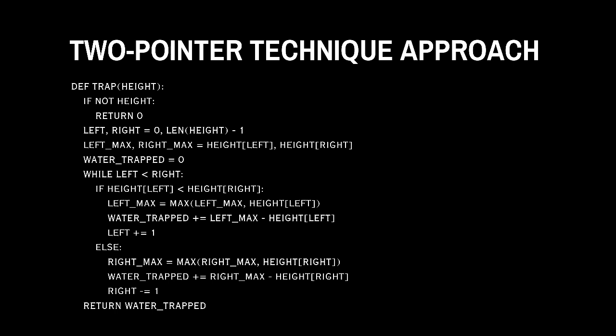Which is right max again. And then at each step, move the pointer that points to the short bar inwards. Then you have to check if the height of the left is greater than the height of the right. If not, then we don't care. But if it is, if the height of the right bar is bigger, then calculate water trapped at left using the left max. Otherwise, we can calculate the water trapped at right using right max.